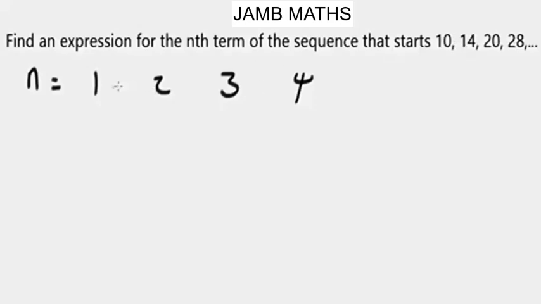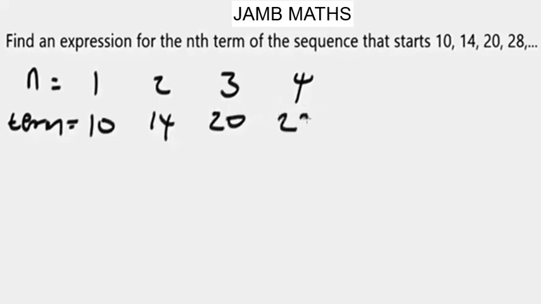Now, having written out the term numbers, the terms themselves are: when n is 1, we have 10. When n is 2, we have 14. When n is 3, we have 20. When n is 4, we have 28.